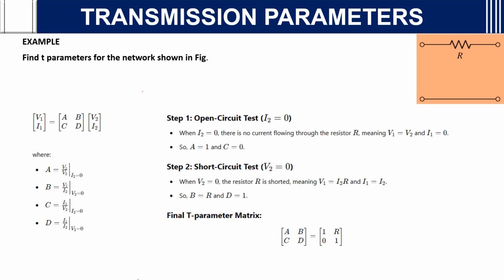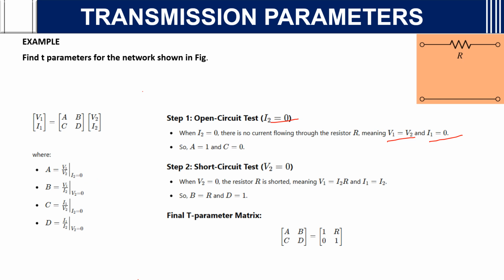So for step 1, we make I2 equal to 0. From these two equations, we'll get A and C. When I2 is equal to 0, there is no current flowing through the resistance R. So V1 will be equal to V2 and I1 will be equal to 0. Why? Because I2 is equal to 0. So V1 equal to V2 means what? 1 by 1. So A equals 1, C equals 0. Why? Because I1 is 0. Now we got A and C.